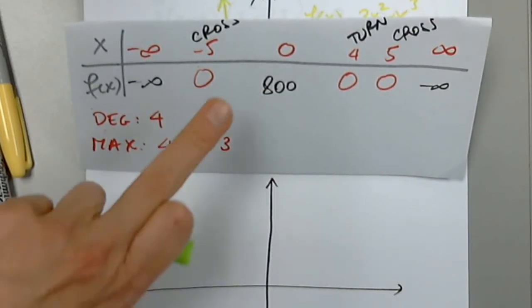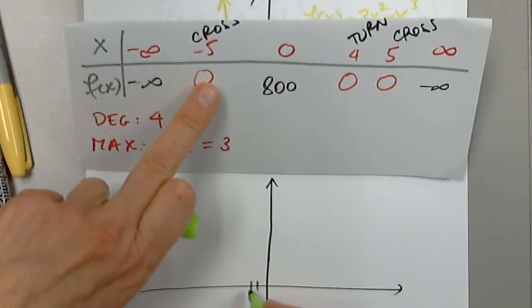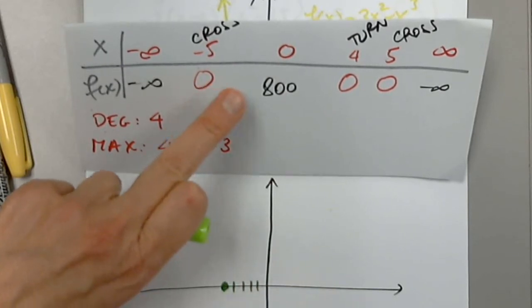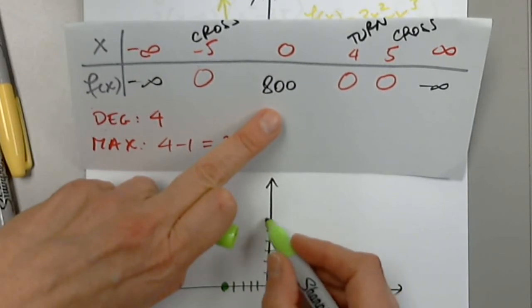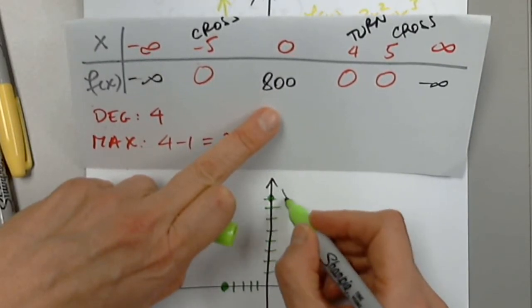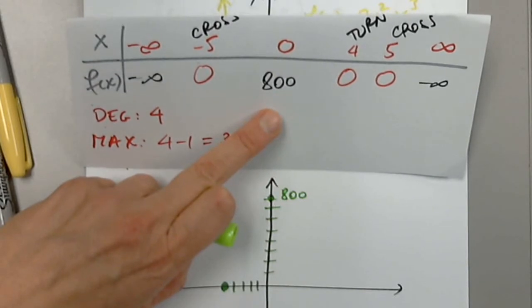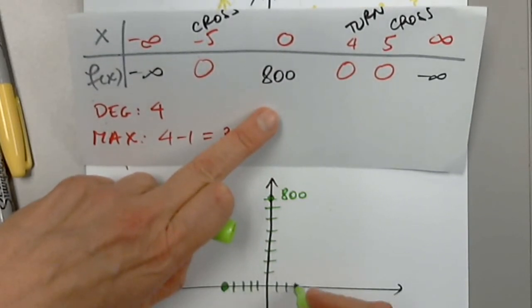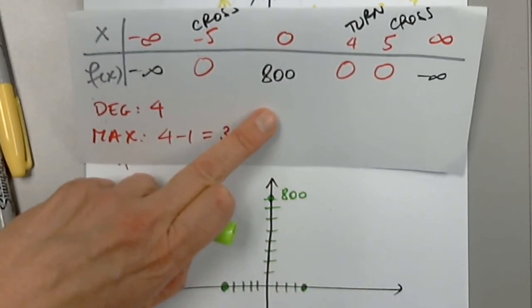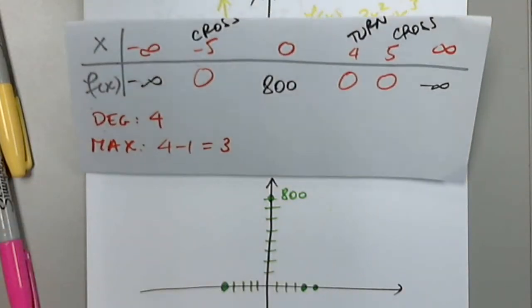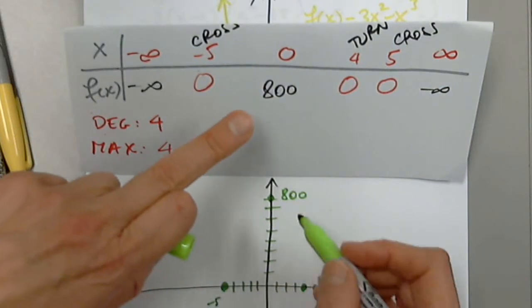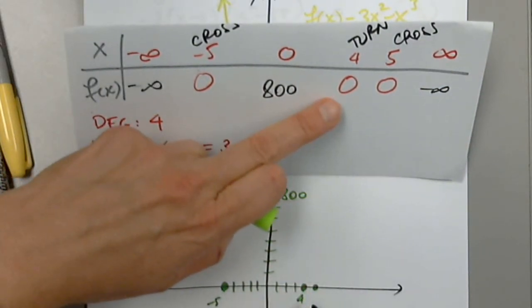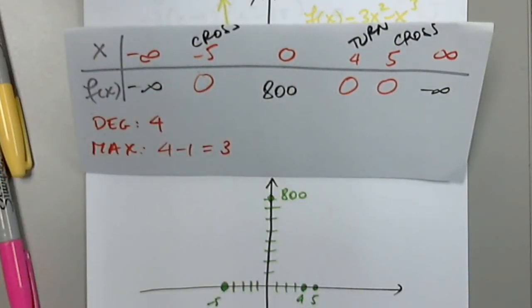So I have to plot negative 5, 0. I have to plot this, and you'll have to count 1, 2, 3, 4, 5, 6, 7, 8. I'm going to say this is 800. Then 4, 0, and 5, 0. So I plotted negative 5, 0, 0, 800, 4, 0, 5, 0.